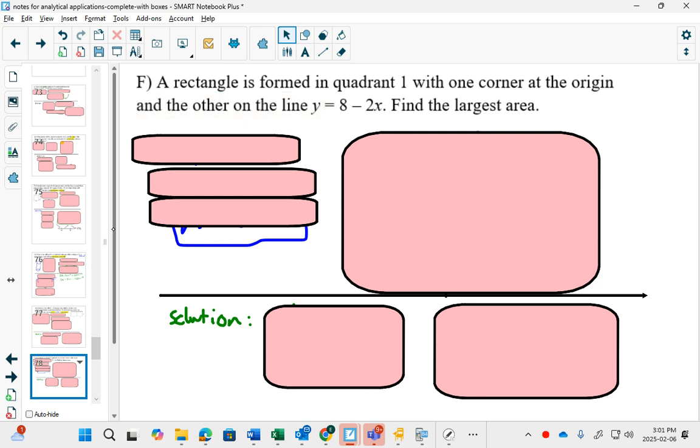A rectangle is formed in quadrant 1 with one corner at the origin and the other on the line y equals 8 minus 2x. We want to maximize the area. So it's a little less straightforward as far as visualizing it right from the beginning.